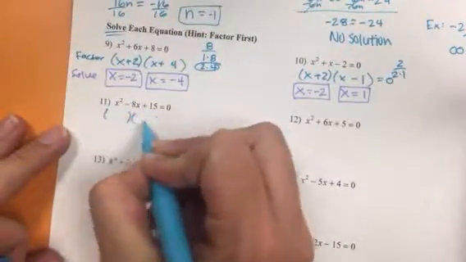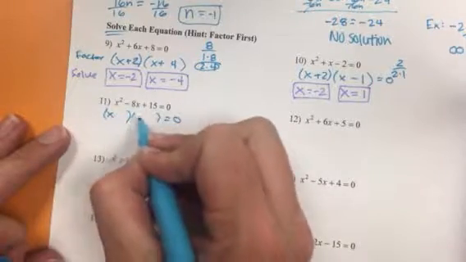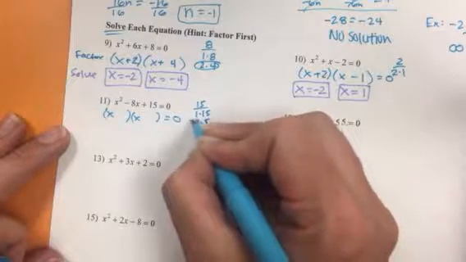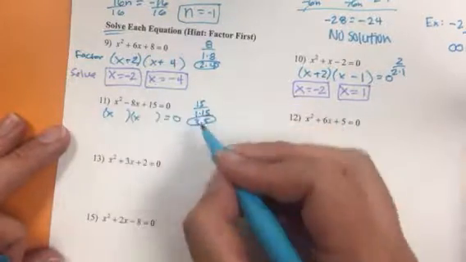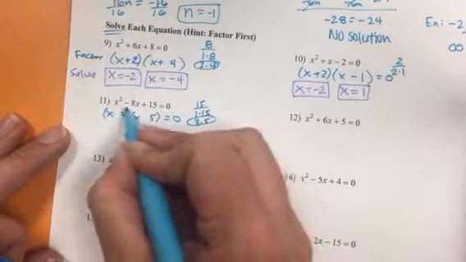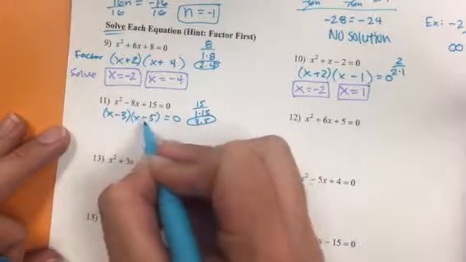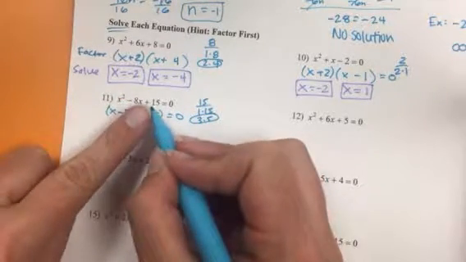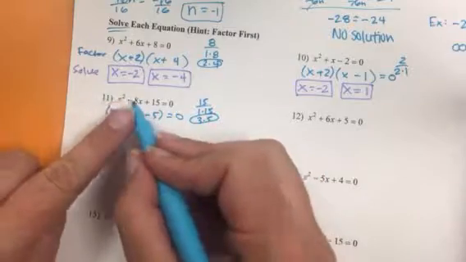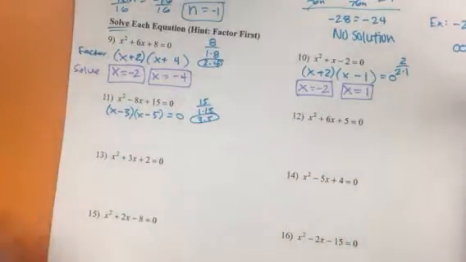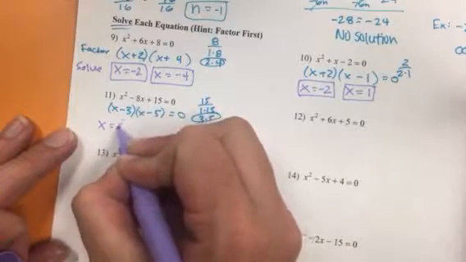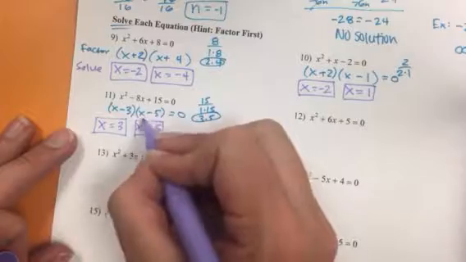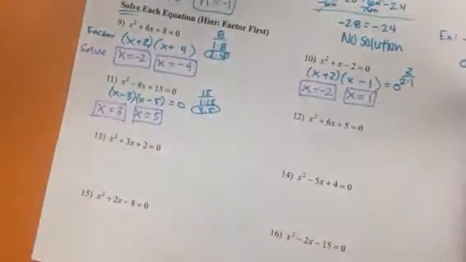I factor. X breaks into the front. 15 is 1 times 15, or 3 and 5. 5, 6, 7, 8. Hey, that gives me 8 when I add them together. But it is a negative 8, which means they both need to be negatives. X times x is x squared. Negative 3 times negative 5 is positive 15. Add them together, negative 8. That's true. Therefore, our solutions are 3, and opposite of negative 5 is a positive 5.